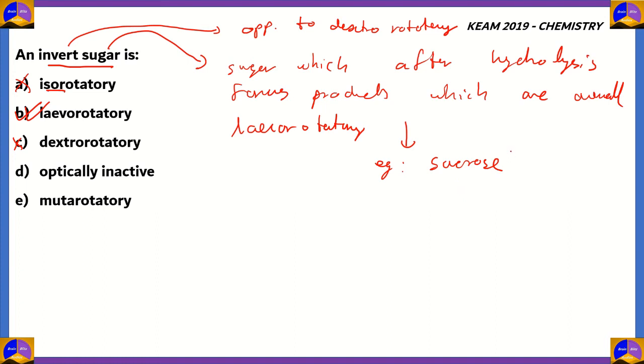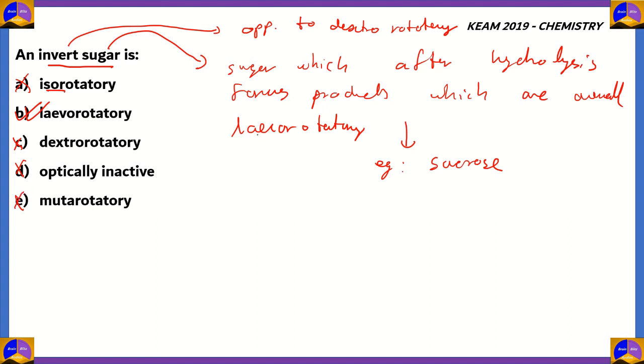So that means isorotatory is incorrect, because that means equal numbers of molecules are rotating both ways, so that would have made the overall rotation 0. And optically inactive is incorrect, because they rotate light one way or another.